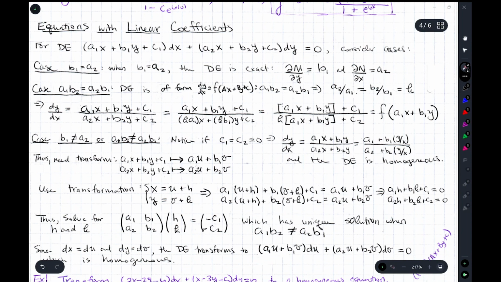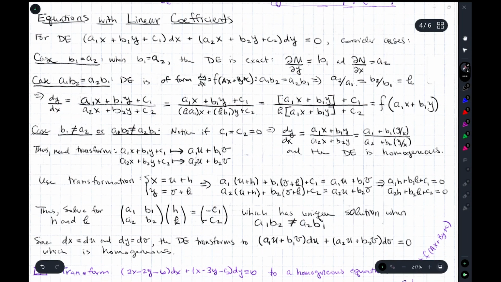Nevertheless, let's break this up into cases. So case b1 equals a2. Well, if b1 equals a2, then the differential equation is exact. Why? You take partial M partial y, and you get b1. You take partial N partial x, and you get a2. And if a2 and b1 are equal, this is an exact equation, and we just solve it using the exact equations method that we've done. You could take a look at a video for that.